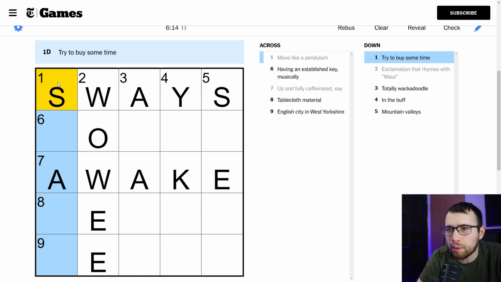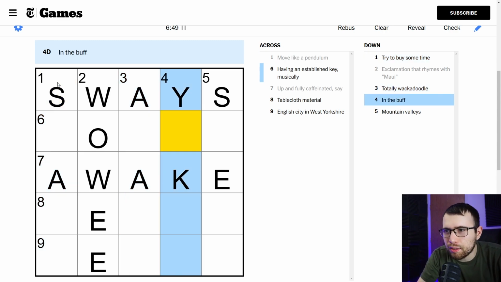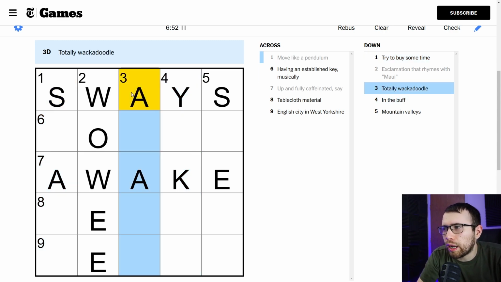I think, yeah, I am having a tough time with crosswords right now because I'm doing this thing where I misread the clues and I don't know which way to interpret them, or I make easy ones harder than what they're supposed to be. So try to buy some time. I don't know. I was trying to buy some time there to think, and it didn't work. Okay. Totally wackadoodle. I don't know.